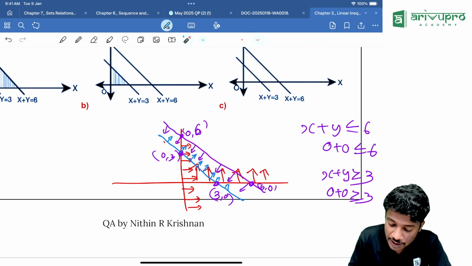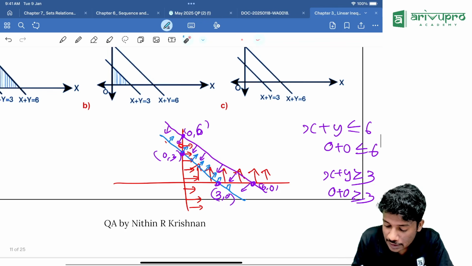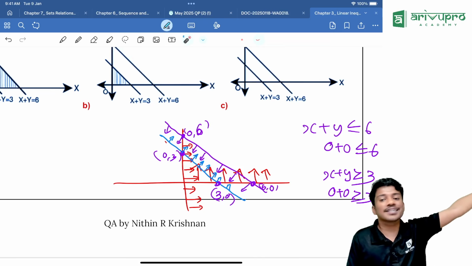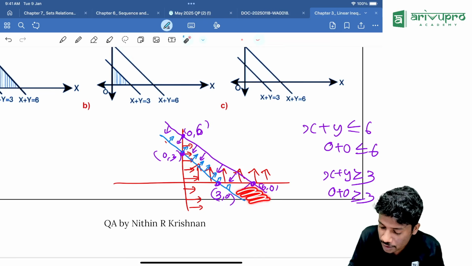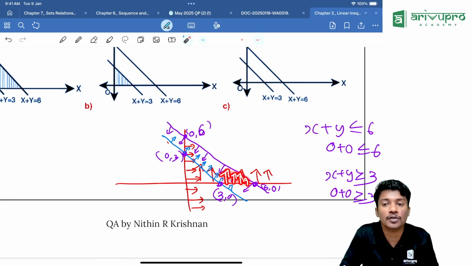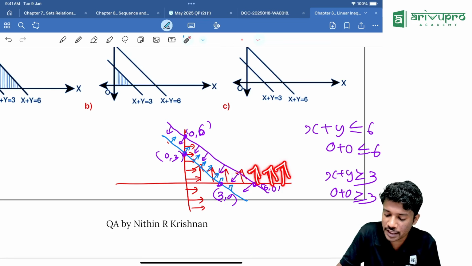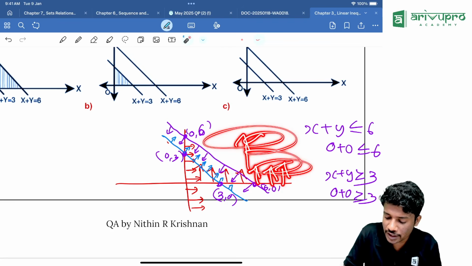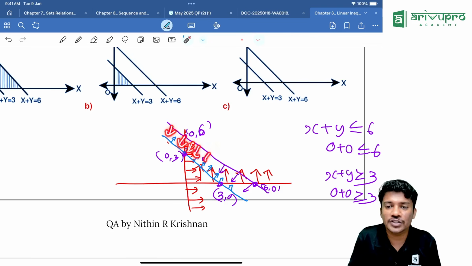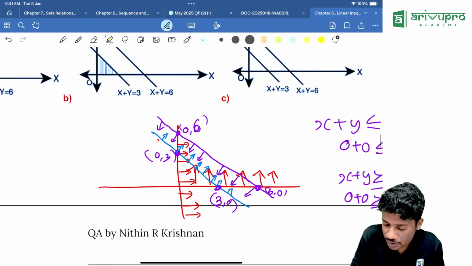Why are we not taking this side? Because x greater than or equal to 0 is not letting it go outside that mark. Then why are we not taking this side? We are taking y greater than or equal to 0. That is not letting it go outside that side. Then why are we not taking this area? Because one of the equations is towards the origin. So the common region between all of them is what?